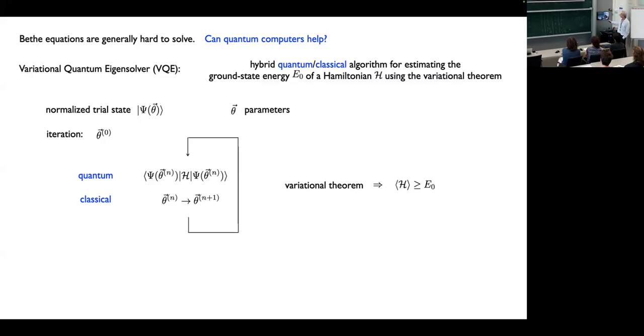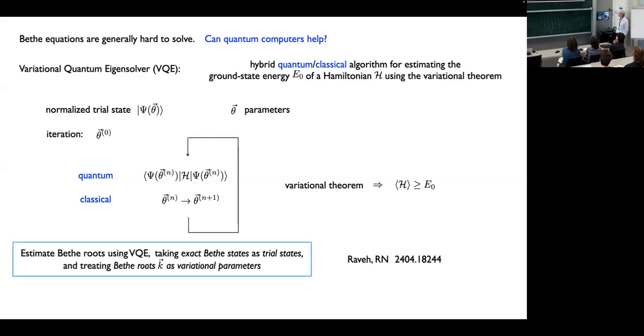And when it converges, you can stop, and the variational theorem guarantees that the expectation value of the Hamiltonian will be greater than or equal to the exact ground state energy. And so the idea is very simple. We're going to estimate Bethe roots using this approach, taking the exact Bethe states that I've described as trial states, and treating the Bethe roots as variational parameters.